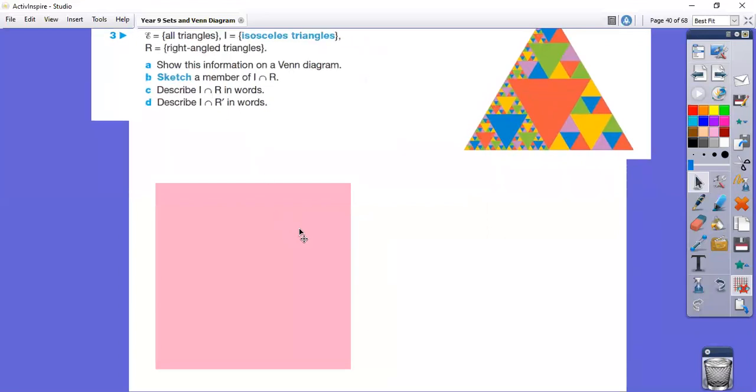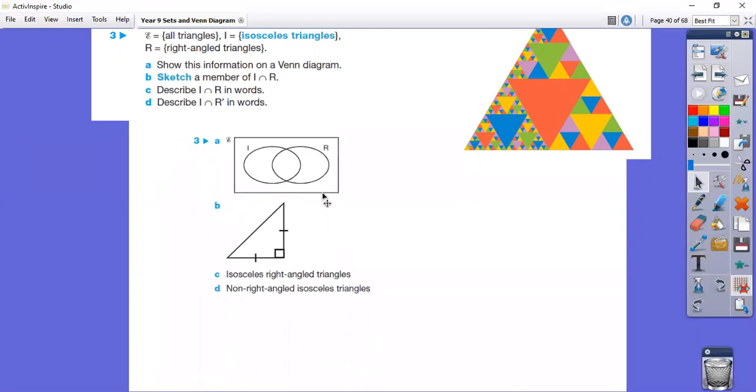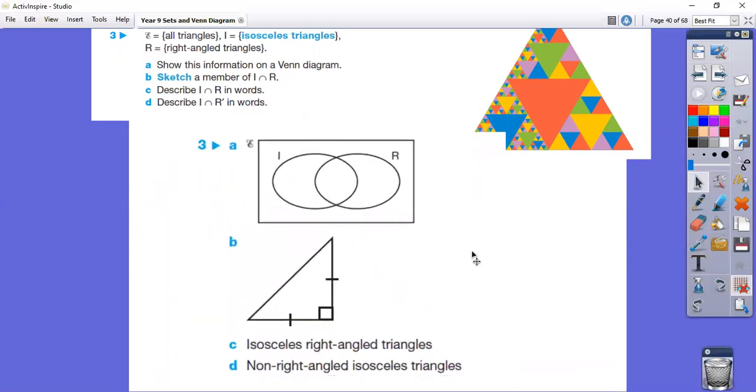So let's just move this out of there. As I said, if you want, you can pause the video now, do the answers, and go through the solutions with me, or go straight ahead, up to you. So here's question 3. Here's our universal set. These are the triangles, I for isosceles and R for right angles.